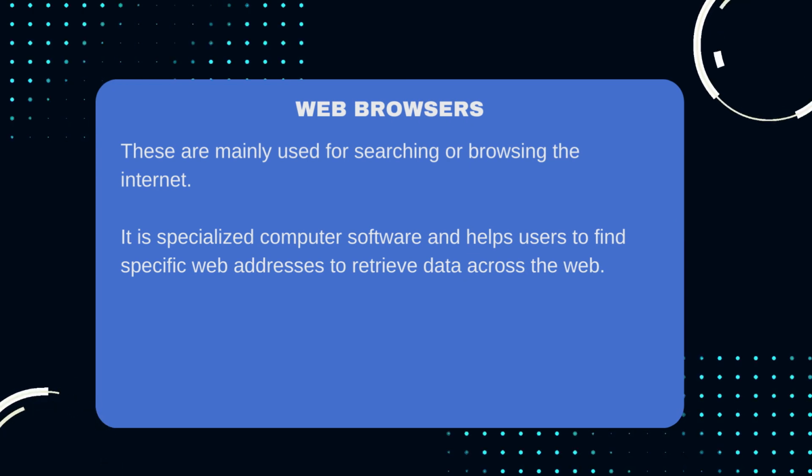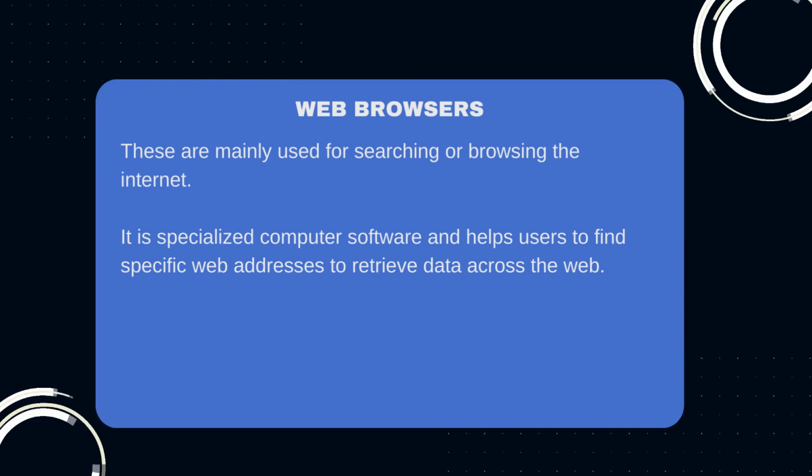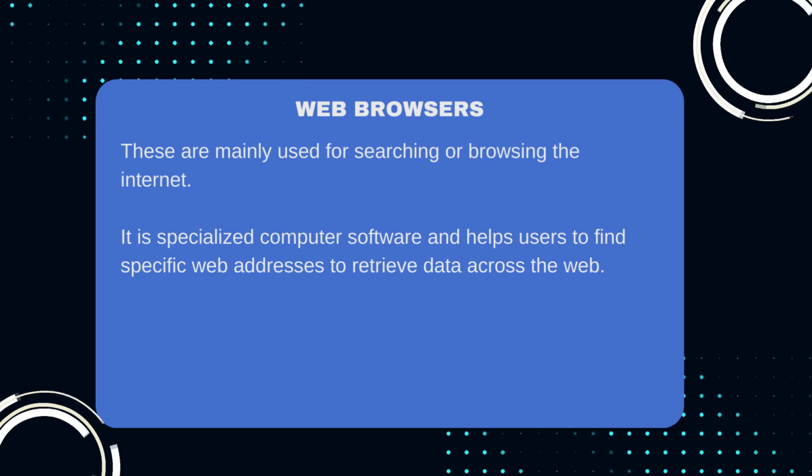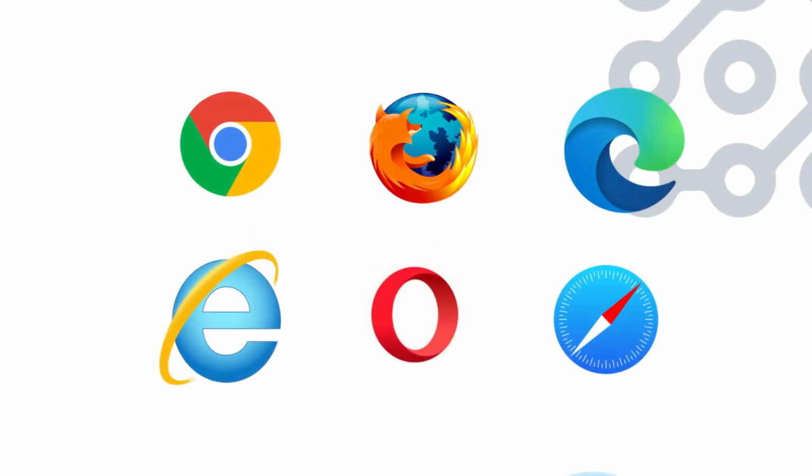Next we have web browsers. These are mainly used for searching or browsing the internet. It is specialized computer software and helps users to find specific web addresses to retrieve data across the web. Examples: we have Google Chrome, Mozilla Firefox, Microsoft Edge, Internet Explorer, Opera, and Safari.